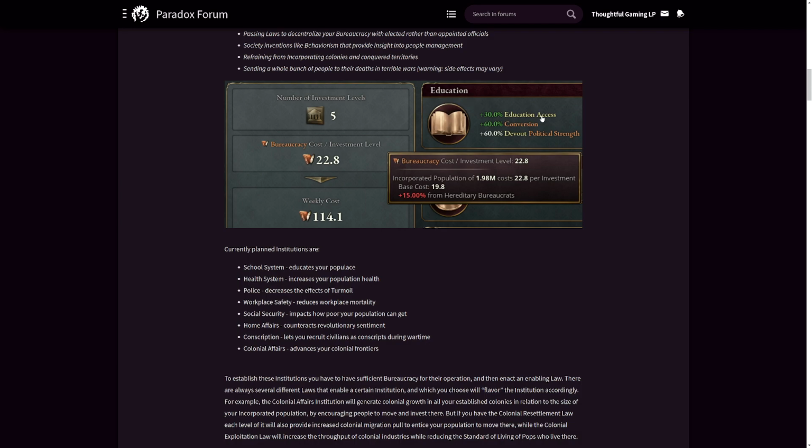In that case, from the education, you can see it increases 30% education access, 60% the conversion. So it's probably a church school, because you also get 60% devout political strength from that. And it costs you bureaucracy. Incorporated population of 1.98 million costs 22.8 per investment. Base cost is 19.8 plus 15% from hereditary bureaucrats, because they are really costly.